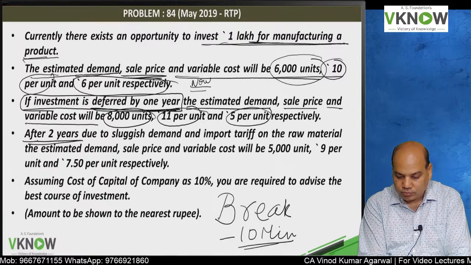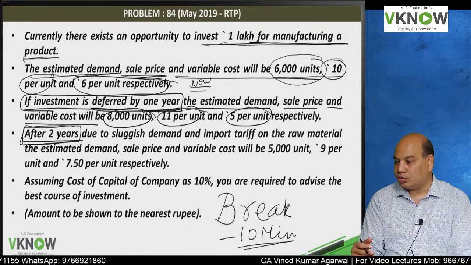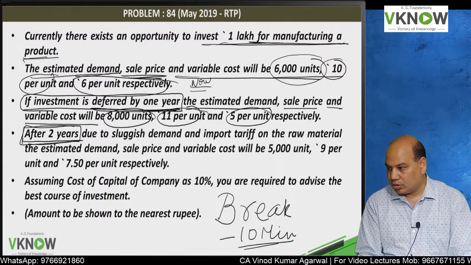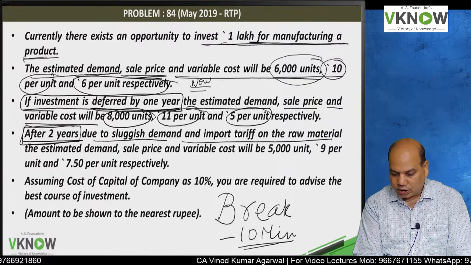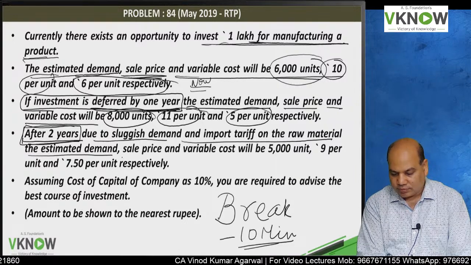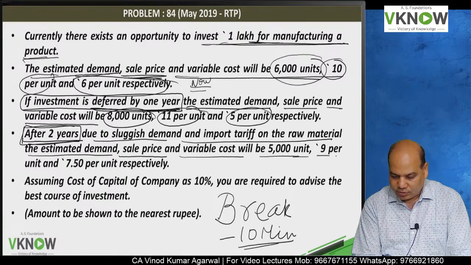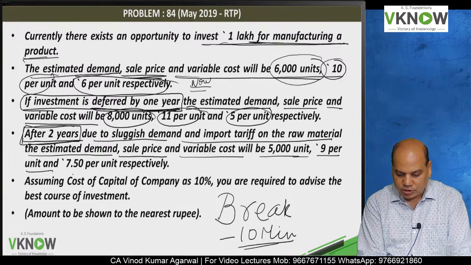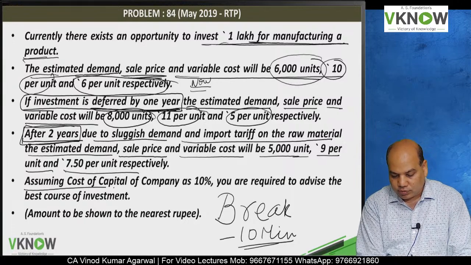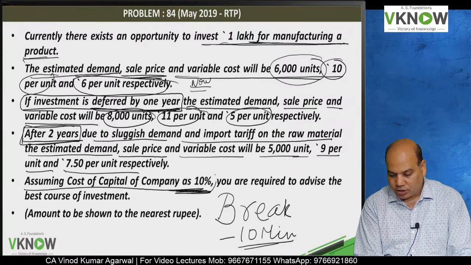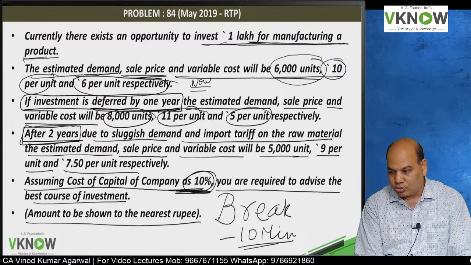After 2 years, suppose you defer it for 2 years, you can defer it for 2 years also. Defer it for 2 years due to sluggish demand and import tariff on raw material. The estimated demand, selling price and variable cost will be 5,000 units, 9 rupees for selling price, 7.50 for variable cost respectively. Assuming cost of capital is 10%, that is your discount rate. Advise the best course of investment, amount to be shown to the nearest rupees.